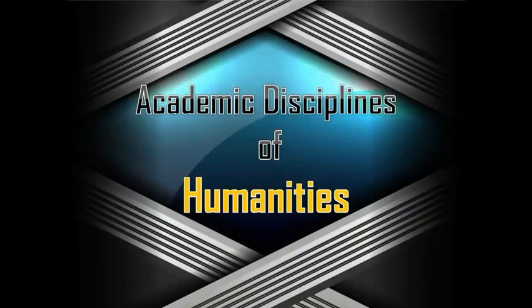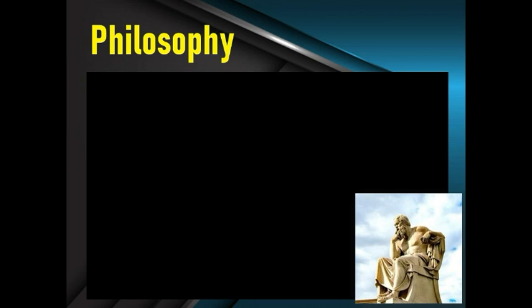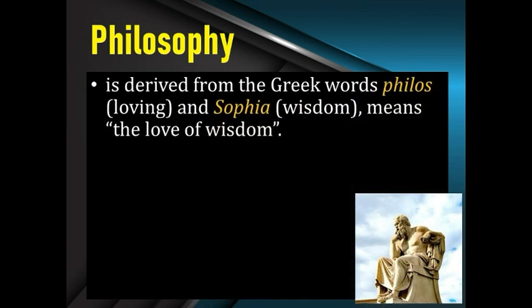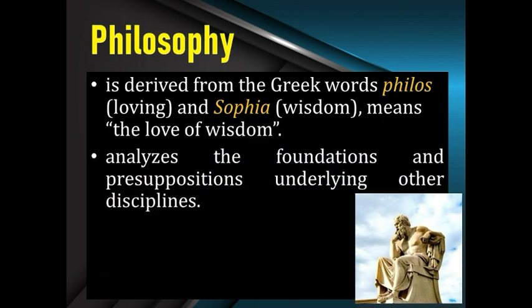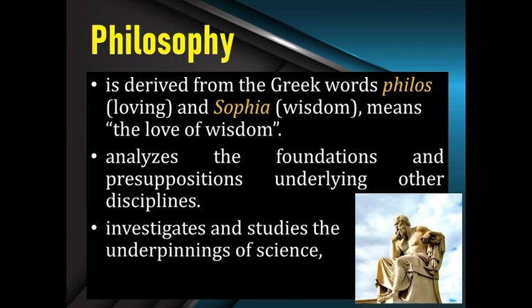Finally, we are dealing with academic disciplines of humanities. Primarily, philosophy. Literally, the term philosophy is derived from the Greek words philos, or loving, and sophia, or wisdom, which means the love of wisdom. Philosophy analyzes the foundations and presuppositions underlying other disciplines. Philosophy investigates and studies the underpinnings of science, art, and theology.